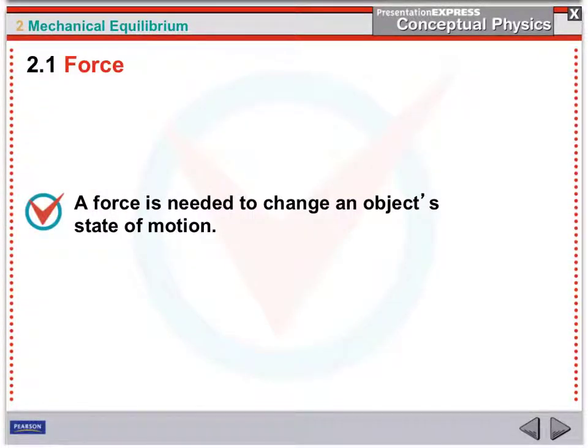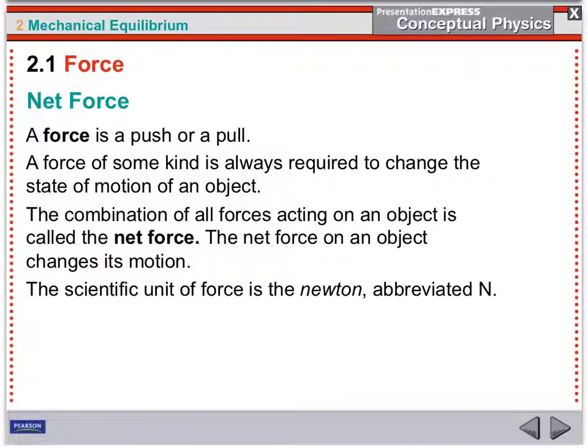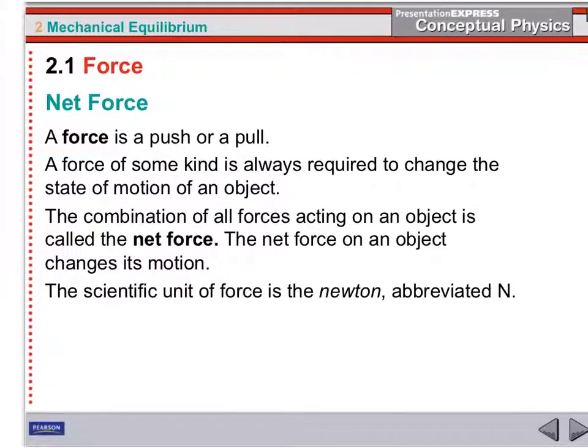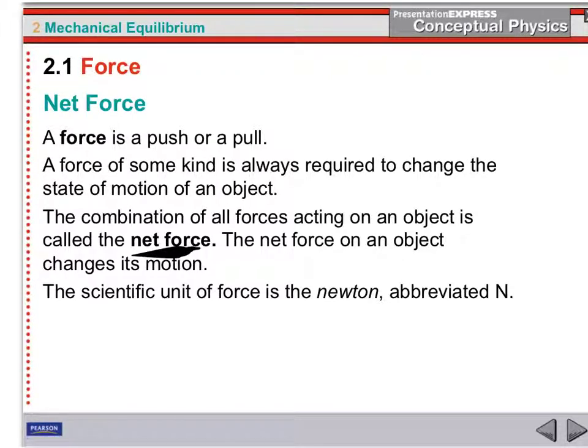Alright, so let's talk about force. A force is needed to change an object's state of motion. So if something is not moving and we want it to move, we need to use force, or vice versa. If it's moving and we want to slow it down or something, we need a force. So a force is simply known as a push or a pull. Anytime you push or pull an object, that's known as a force, and we need that to change the state of motion. And if we have multiple forces acting on something, we have what we call a net force on the object. Usually we're going to talk about forces in newtons in here because this is science, and that's our SI unit.